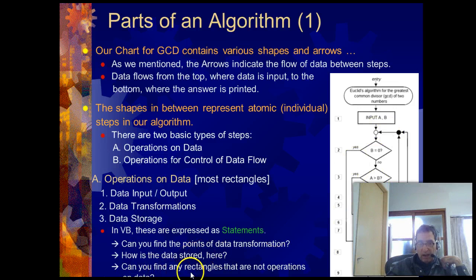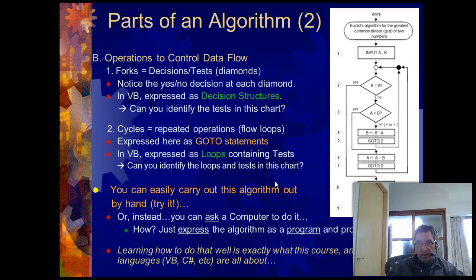Can you find any rectangles that are not operations on data? So for example, this goto is not an operation on the data. Okay, operations to control data flow. So forks are decisions or tests. So these are diamonds. These are called forks because you can go either this way or that way. Okay?